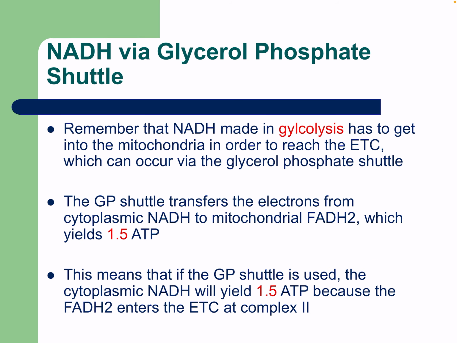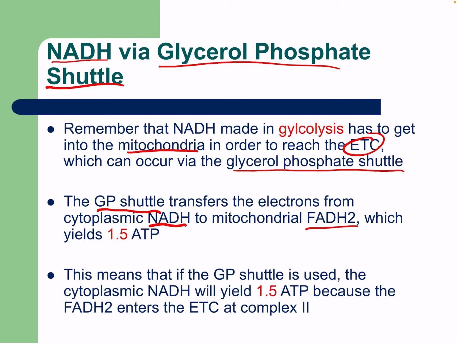As we talked about, NADH enters the electron transfer chain via the glycerol phosphate shuttle. Remember that NADH made in glycolysis has to get into the mitochondria in order to reach the electron transfer chain. The glycerol phosphate shuttle transfers the electrons from the cytoplasmic NADH to mitochondrial FADH, which yields 1.5 ATP. This means that if the glycerol phosphate shuttle is used, the cytoplasmic NADH will yield 1.5 ATP because the FADH enters at complex 2.